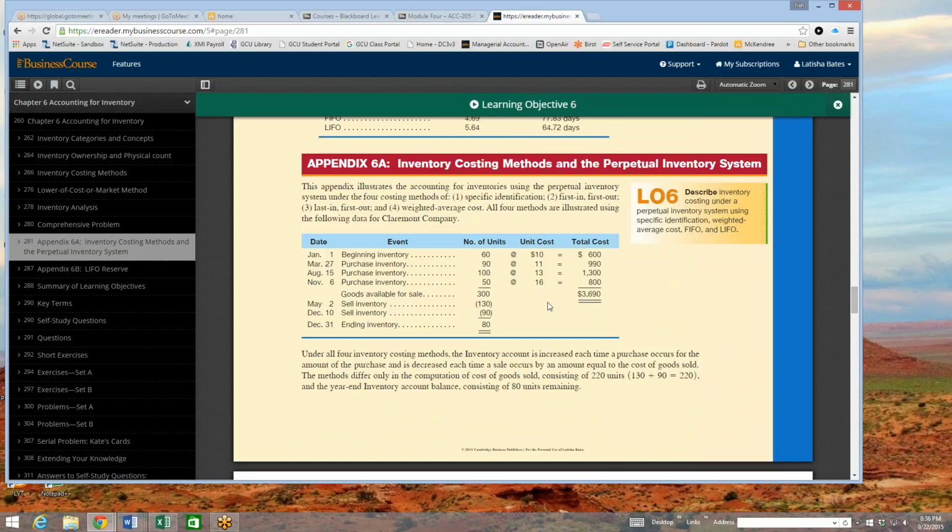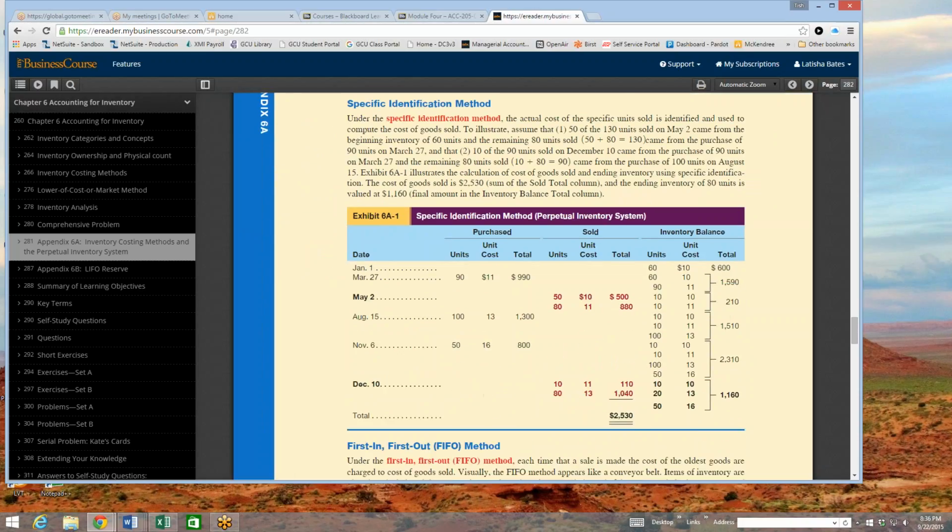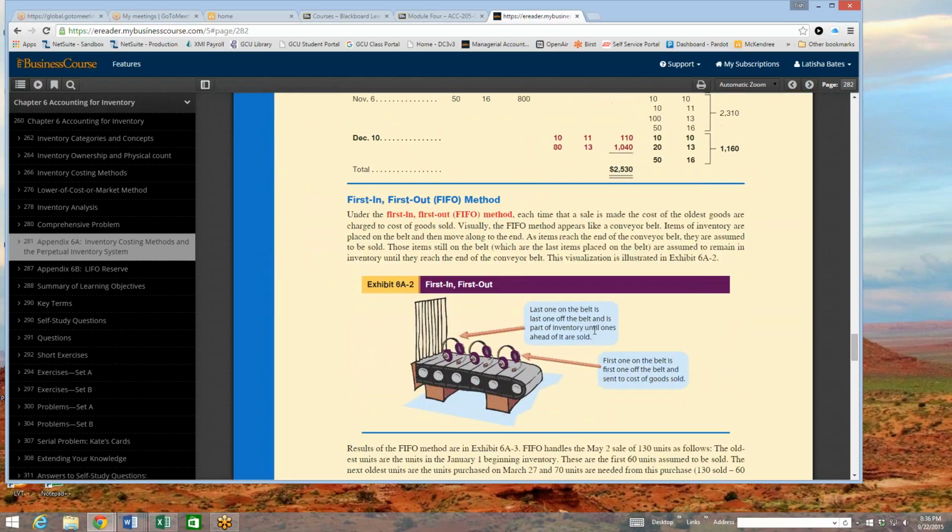I would mark this in your book because I don't think it's going to be on the midterm. Pretty sure it isn't, but it might be on the final. So I would mark this page in your book because it does a good job of walking you down through the various methods. With first in, first out, each time a sale is made, the cost of the oldest goods is charged out of the cost of goods sold, right? Visually, the FIFO method appears like a conveyor belt, and it shows you kind of how that works.